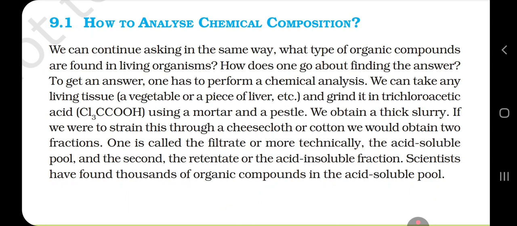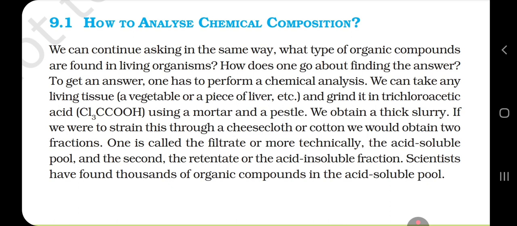We can continue asking in the same way what types of organic compounds are found in living organisms. How does one go about finding the answer? To get the answer, one has to perform a chemical analysis. We can take any living tissue, a vegetable or a piece of liver, etc., and grind it in trichloroacetic acid (Cl3CCOOH) using a mortar and pestle. We obtain a thick slurry.